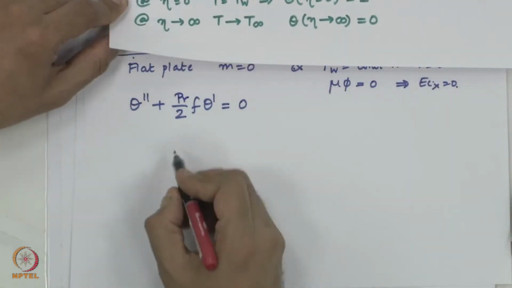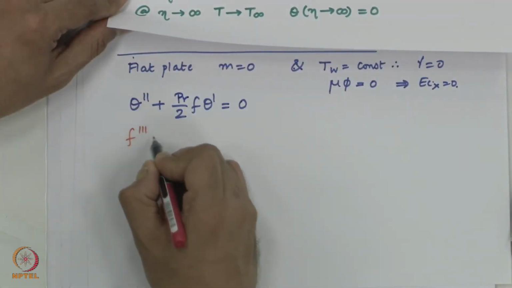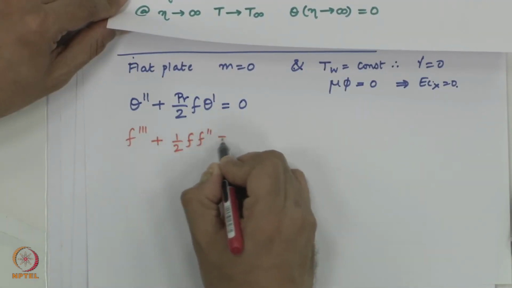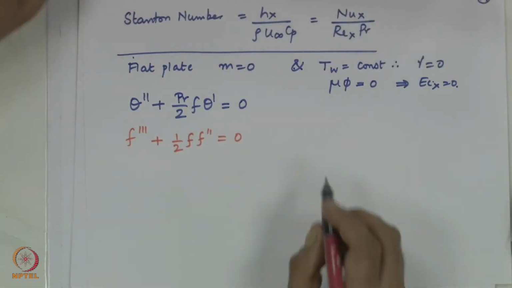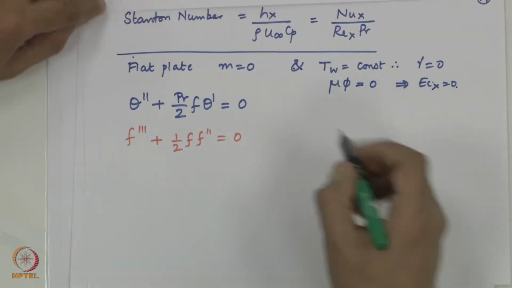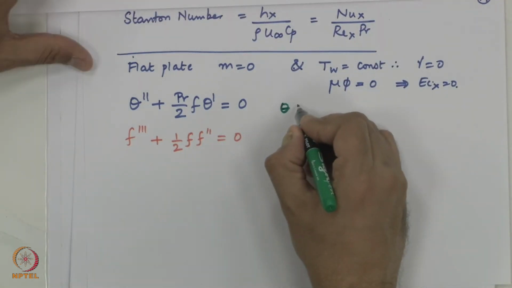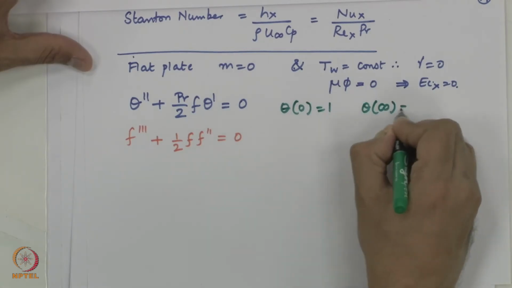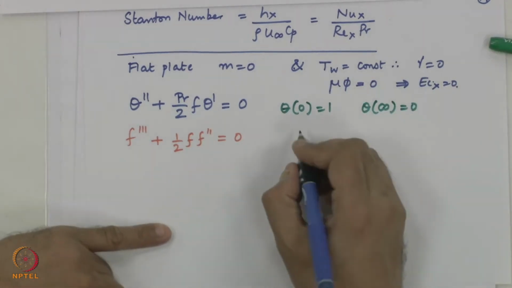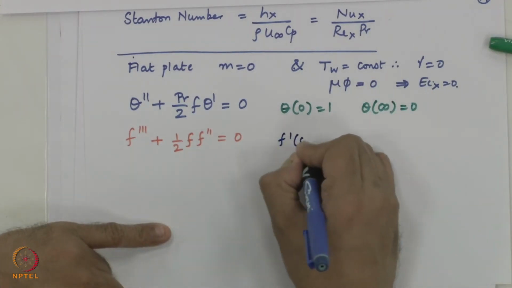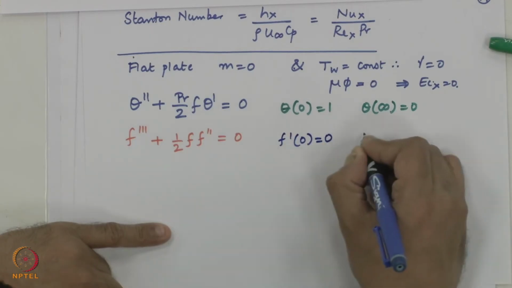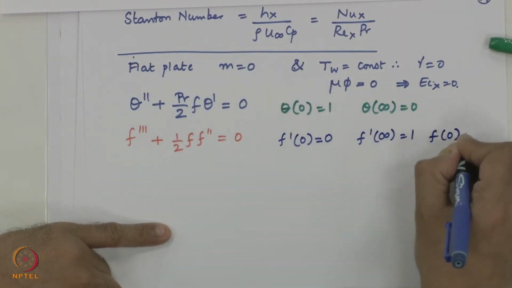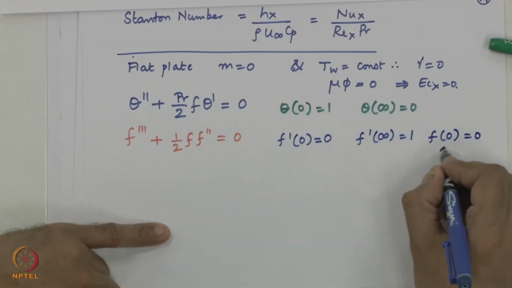What was my momentum equation? F triple prime plus 1 half f f double prime equal to 0. What were my boundary conditions here? Theta at 0 is equal to 1, theta at infinity equal to 0. And for the momentum equation, what were my boundary conditions? F prime of 0 is equal to 0, f prime of infinity equal to 1, f of 0 equal to 0. This was my wall condition.